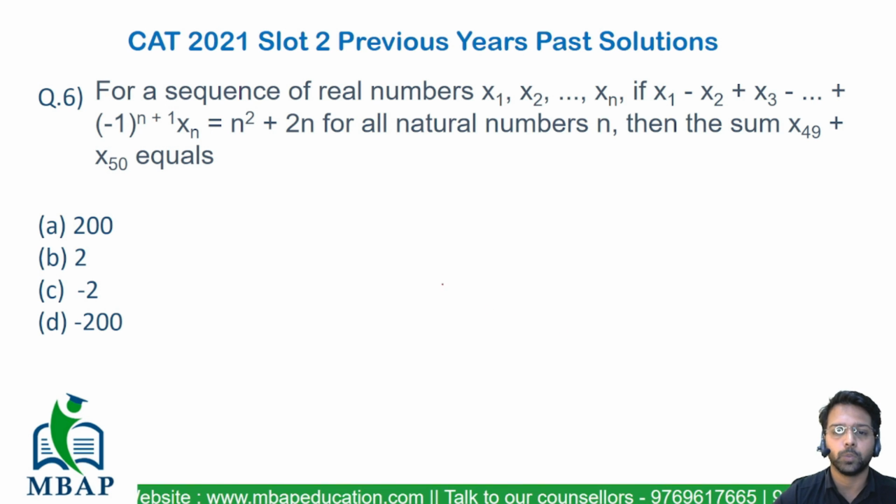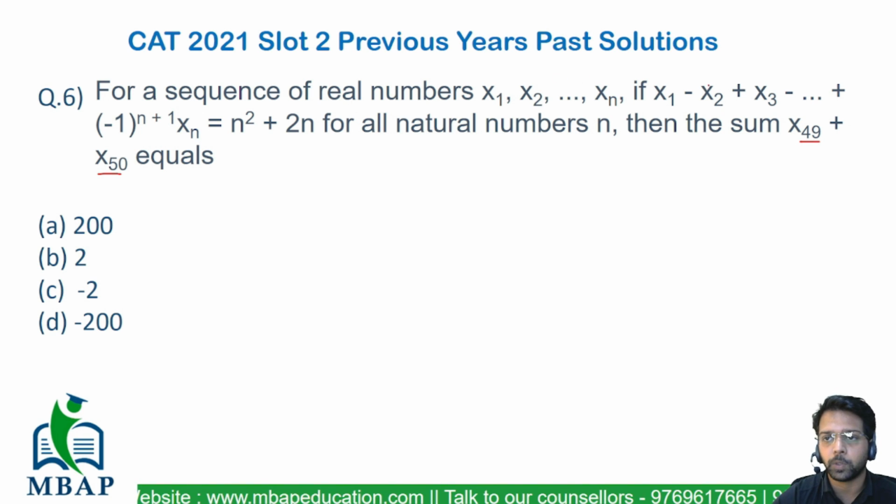Have a look at the next question, which came in the CAT 2021 slot 2. The question says, for the sequence of real numbers x1, x2 till xn, if x1 minus x2 plus x3 till minus 1 to the power n plus 1 xn is equivalent to n square plus 2n, for all the natural numbers n, find the sum of x49 and x50. I repeat, the question is, find the value of x49 plus x50.